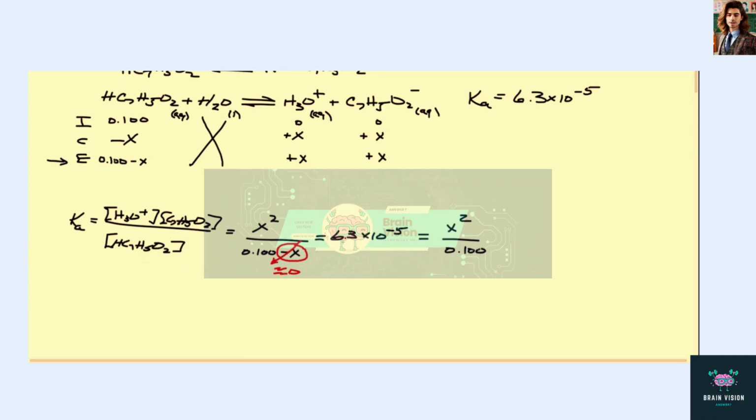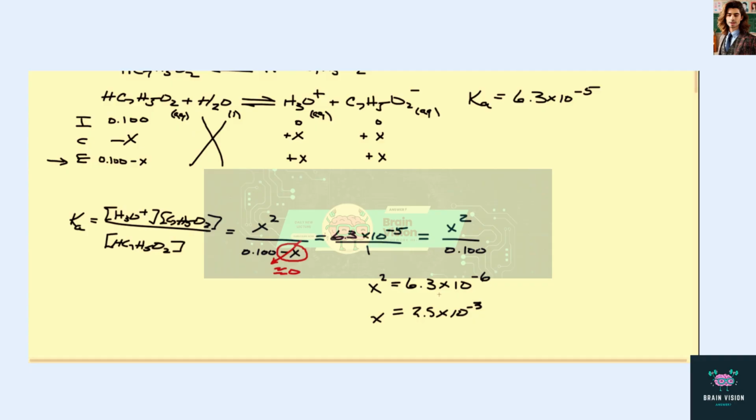And essentially this is like saying it's over 1, right? So we have 1 times X squared, or X squared, equals 6.3 times 10 to the minus 5 times 0.1, which is 6.3 times 10 to the minus 6. And then you've got to square root both sides, and you come up with your answer of X as 2.5 times 10 to the minus 3 to our two significant figures.